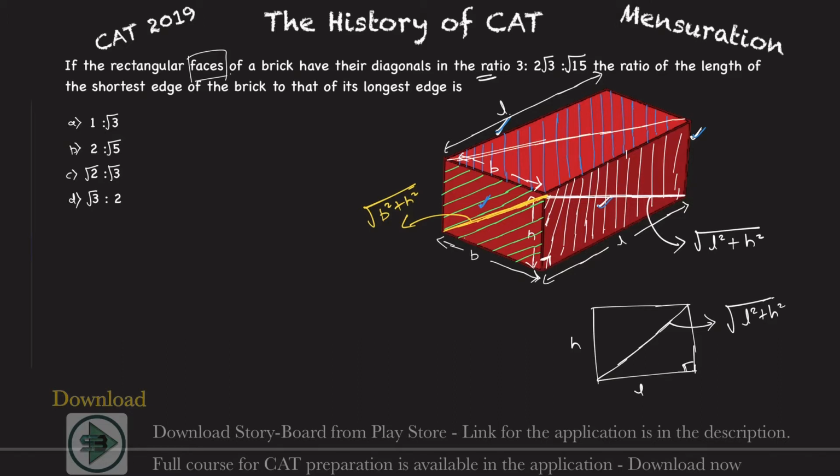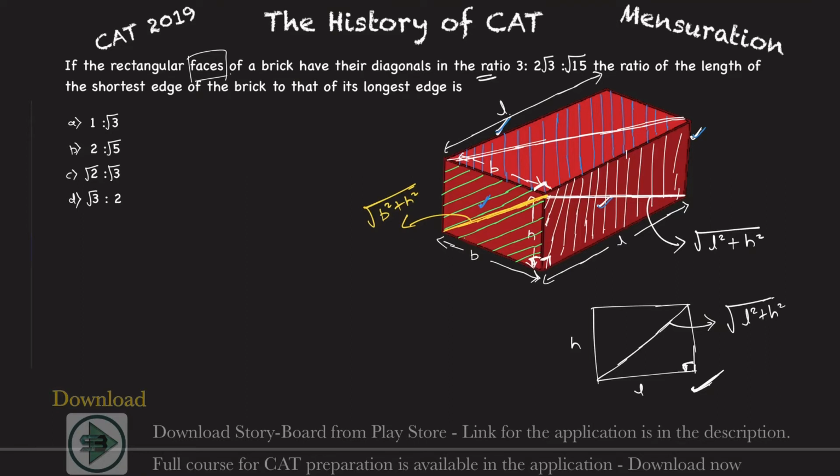Because all these angles are 90, this is also 90, this is also 90. So this is a rectangle. Imagine a brick. From the front it will always look something like this, and so will this. So this angle is again 90.